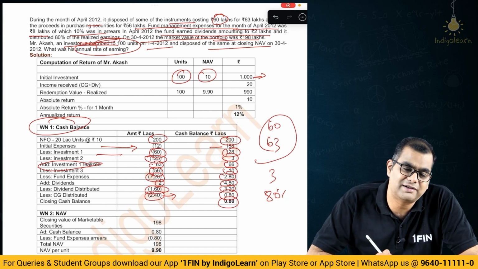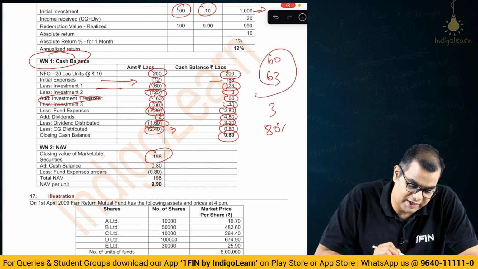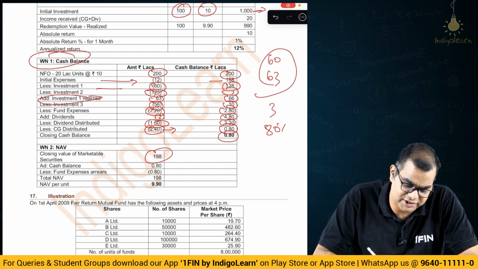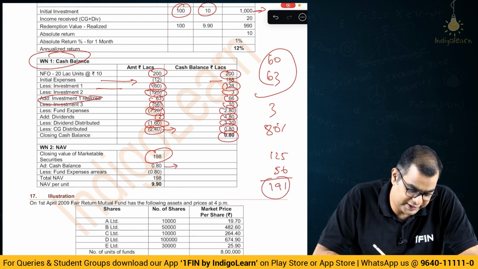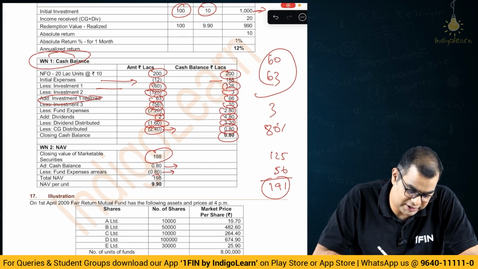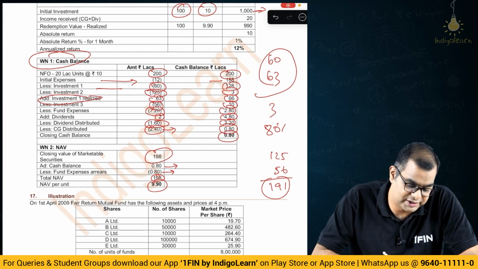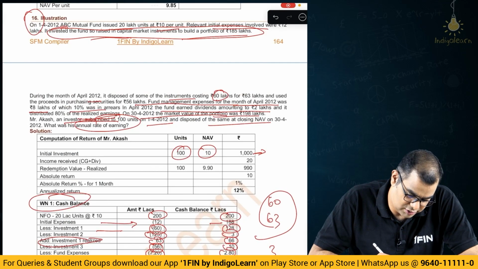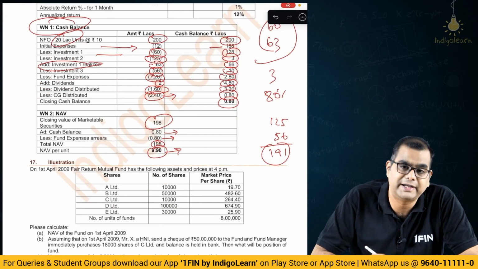Why is this cash balance relevant for us? In order to find out the NAV. The closing value of securities is 198. The securities that you purchased, originally for 125 and then for 56, which adds to 181, are now worth 198. And you have cash of 0.8 and you have fund expenses arrears of 0.8. So, you subtract that. So, the total NAV is 198. And 198 lakhs is the total NAV for how many units? For 20 lakh units. So, the NAV of each unit is 9.9.